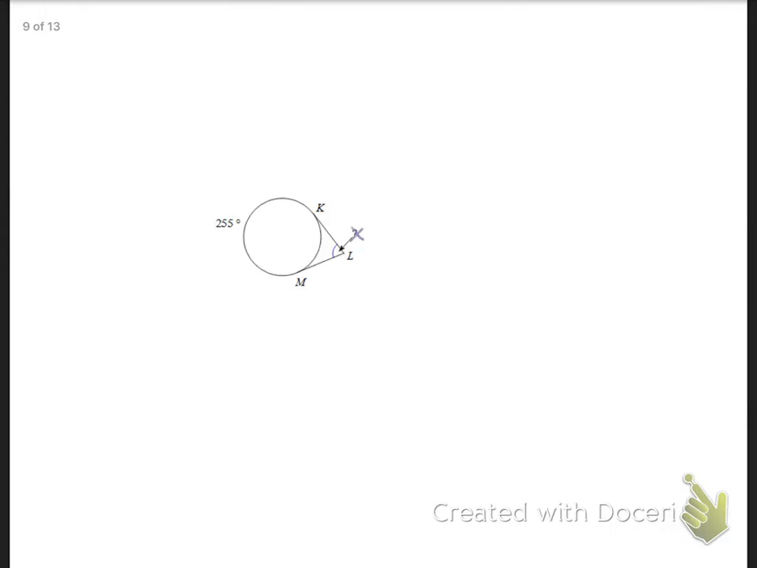Okay, so this is X. It's opening up to this one and this one. So this one is missing. So I'm going to do 360 minus 255 to get him. And I'm going to get 105.